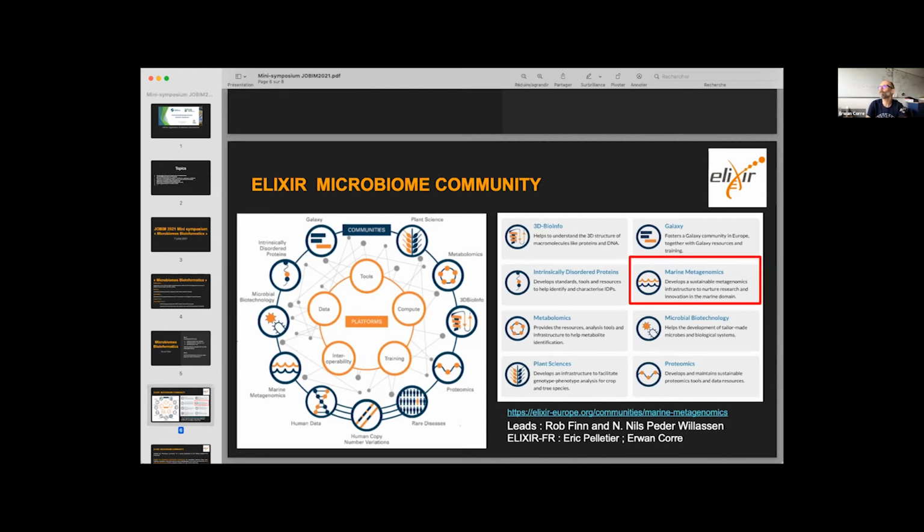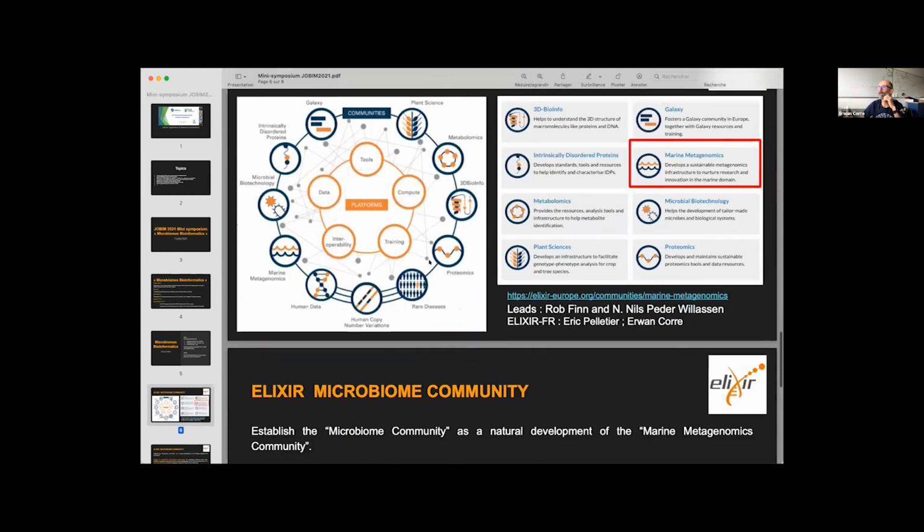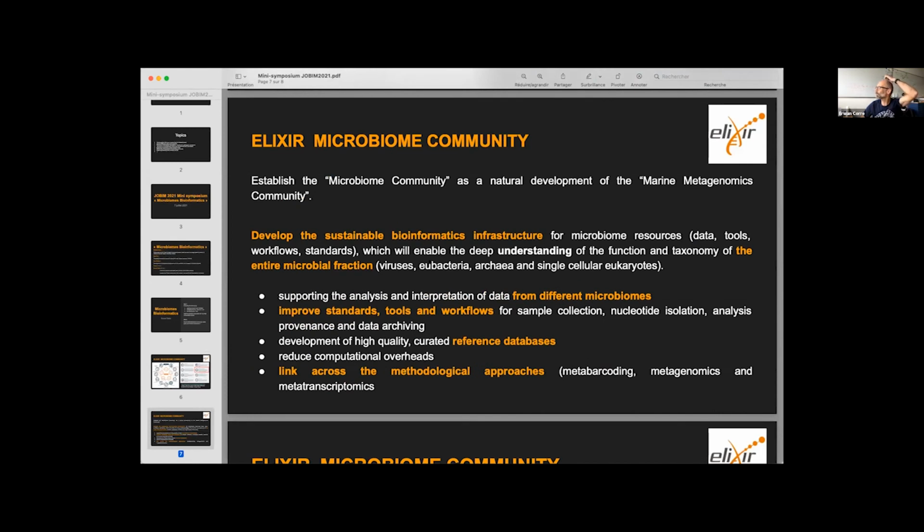So the marine community has done plenty, there are plenty of achievements, especially during the Elixir Accelerate program. And at the end of the Elixir Accelerate program, there is an opportunity to move from a marine metagenomic community to a wider microbial community. And maybe I can give you the floor, Rob, to introduce this community, if it's still an open idea.